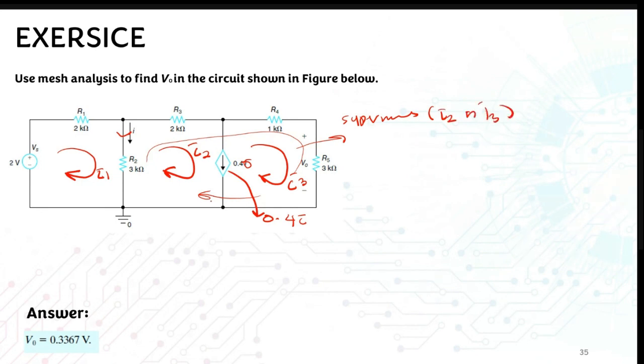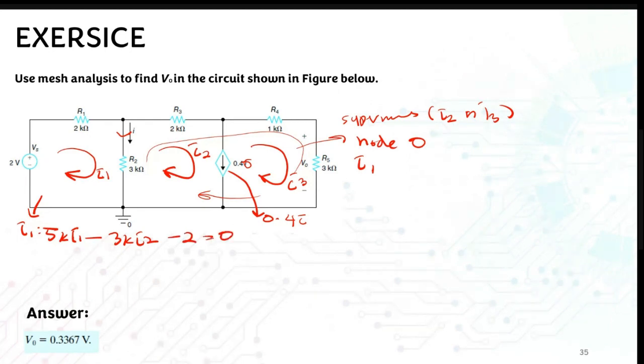Okay, and then we also have this node, node 0, and we also have the equation from I1. So let's see what your equation for mesh 1 is. For mesh I1, the equation is just adding these two resistors, which is 5k I1, minus 3k I2, minus 2, equal to 0. So this is your equation 1.